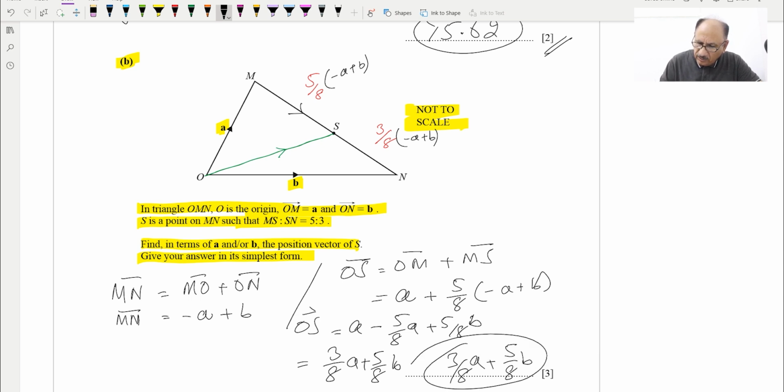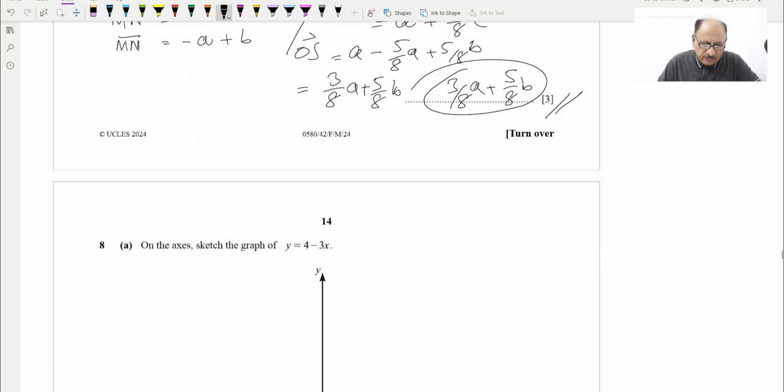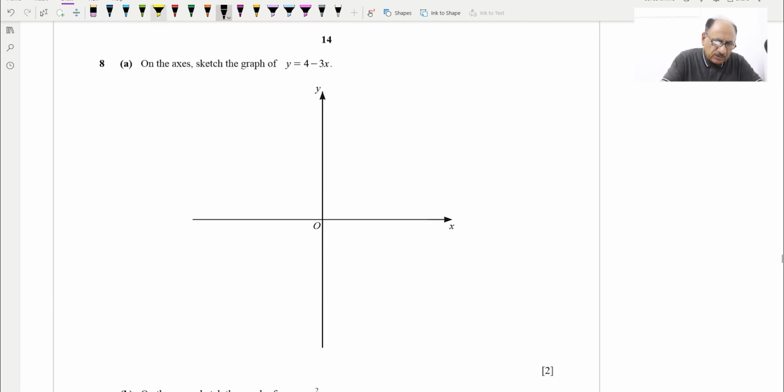This is our final answer for 3 marks. Hopefully you understand this. Now question number 8, and question number 8 says, part a, on the axis, sketch the graph of y is equal to 4 minus 3x.